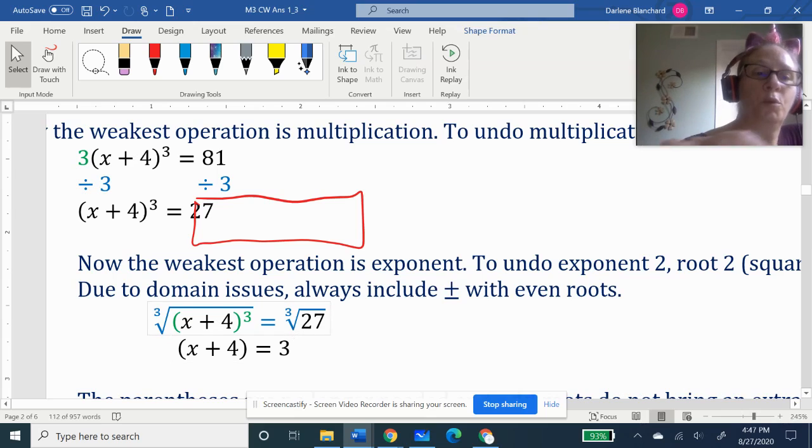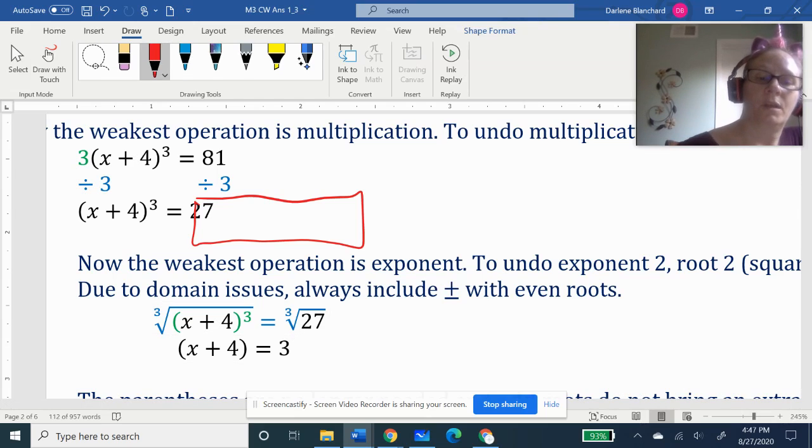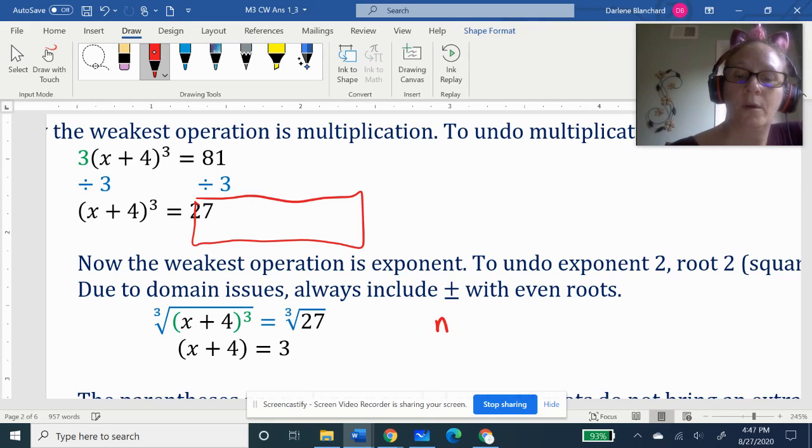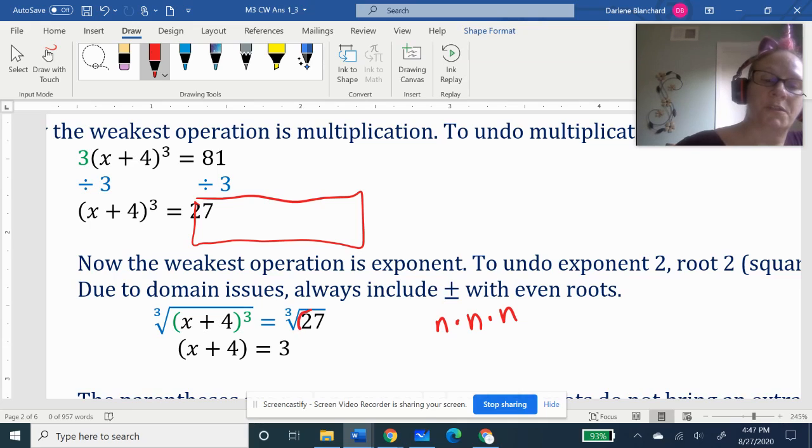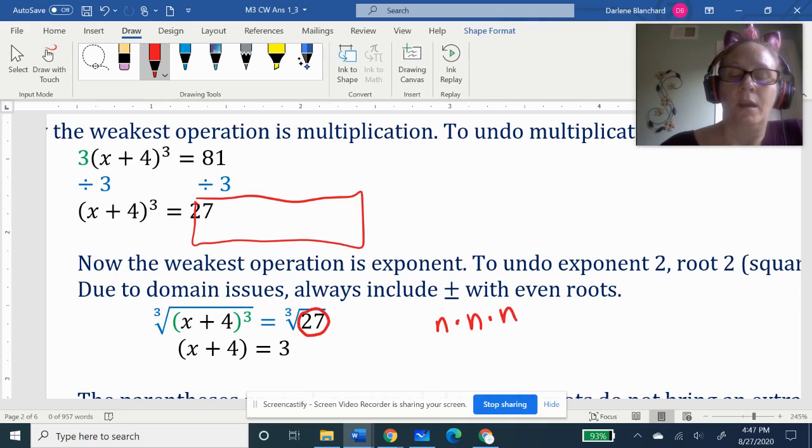And the cube root of 27 is asking what number, so I'll put n for number, what number, when multiplied 3 times, is equal to 27. And this is why you want to know your number patterns. So that number is 3. 3 multiplied 3 times makes 27.